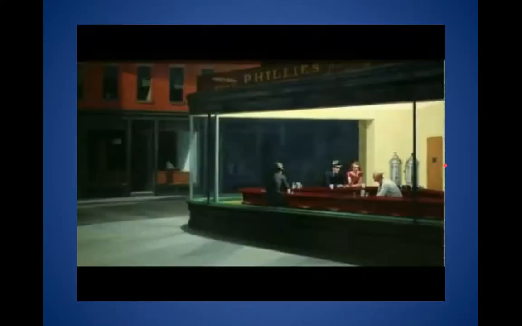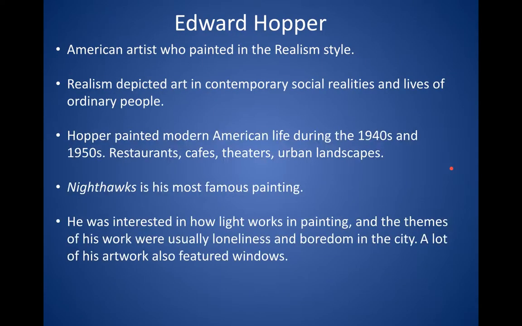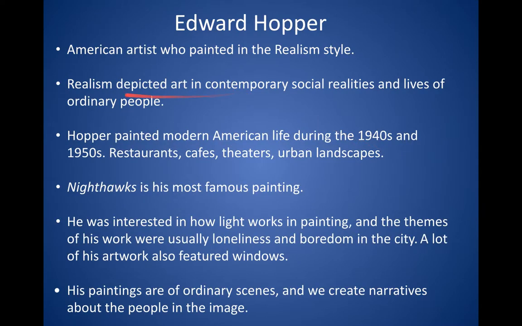And we have a video. We'll watch this during class together. But here are our bullet points. So again, Edward Hopper is an American artist who painted in the realist style. He painted the realities of ordinary people, especially what was going on during American life in the 1940s and 50s.